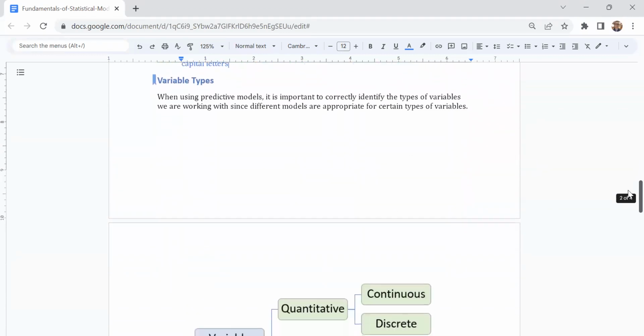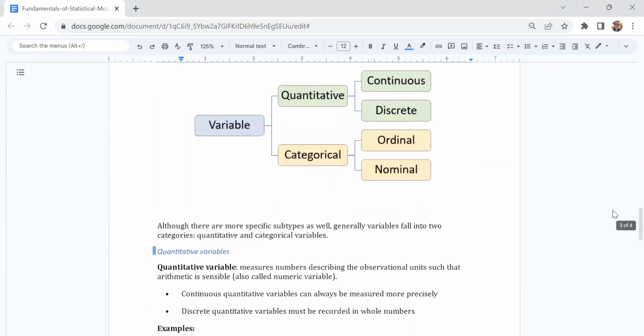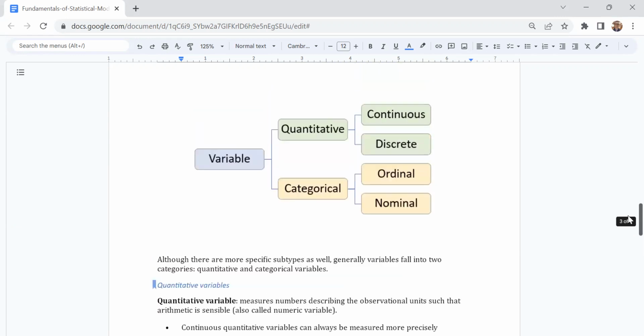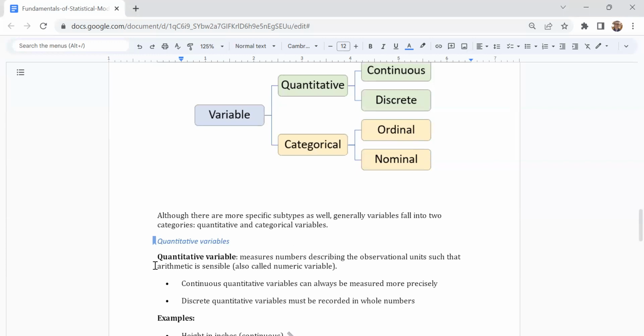Another important thing to understand when conducting predictive modeling is the different types of variables that we're working with. This is important to understand well because we have different types of predictive models that we can use, and the appropriate statistical model, the one that will perform the best or that is valid to use, often depends on the types of the variables that we're working with. Okay. So generally, although there are other subcategories, variables are either quantitative or categorical. Quantitative variables are variables such that arithmetic is sensible. So we can conduct addition, subtraction, multiplication, or division on the values in a sensible way.